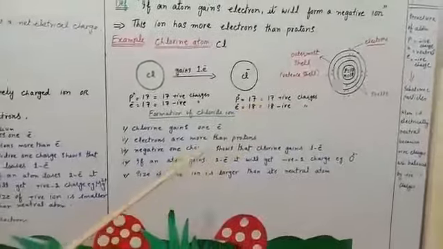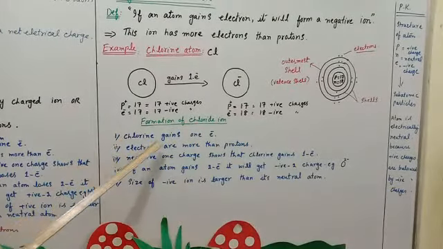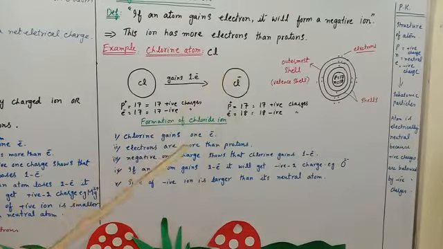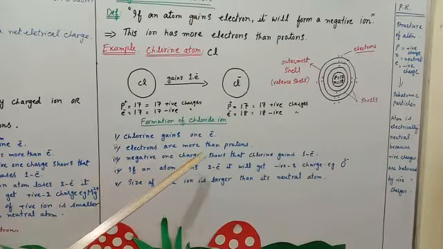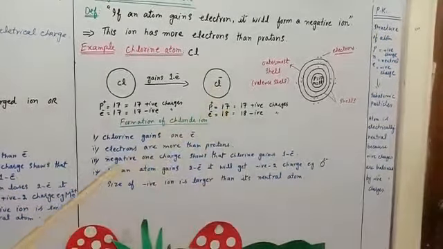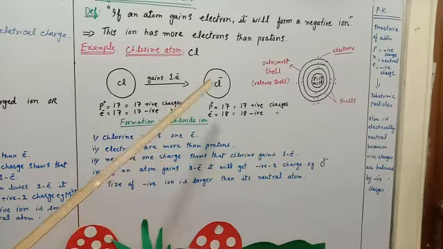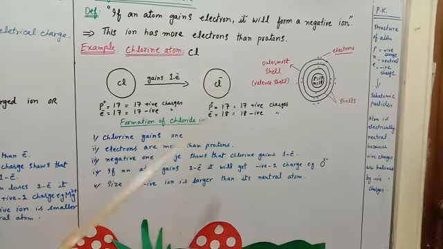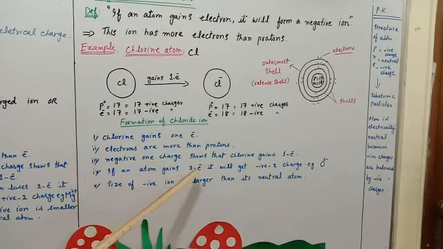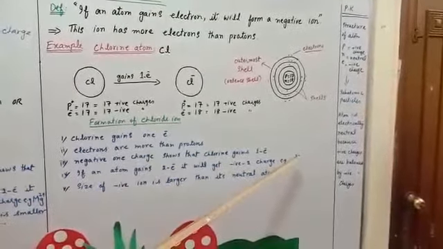Now let us discuss some points about this chlorine atom. Number 1, chlorine gains 1 electron, only 1 electron. Second point: electrons are more than protons. Negative 1 charge shows that chlorine gains 1 electron. Chlorine is getting 1 electron, so it gets negative 1 charge. If an atom gains 2 electrons, it will get negative 2 charge. An example is oxygen 2 negative.